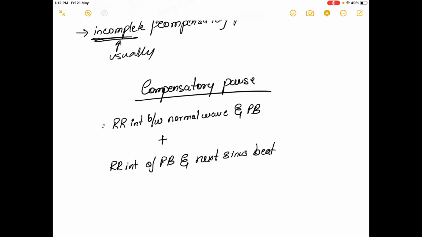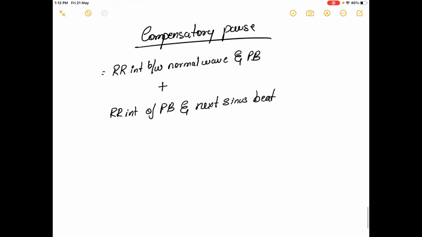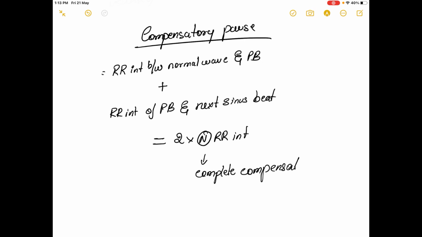This should be equal to twice the normal RR interval. To say this is a complete compensatory pause. If not, then it is an incomplete compensatory pause. So the RR interval between the normal wave and the premature beat, added to the RR interval of the premature beat and the next sinus beat, should be twice the normal RR interval.